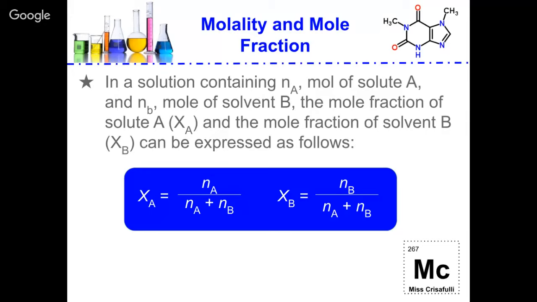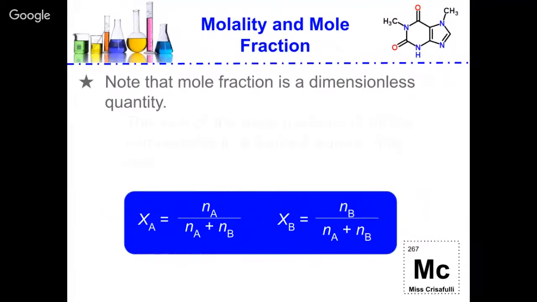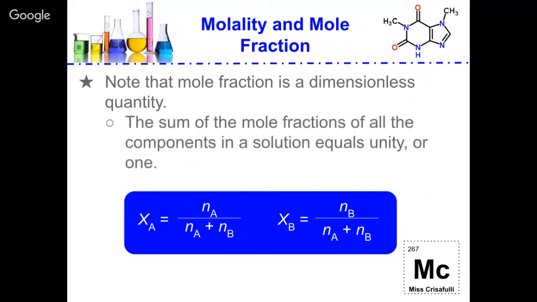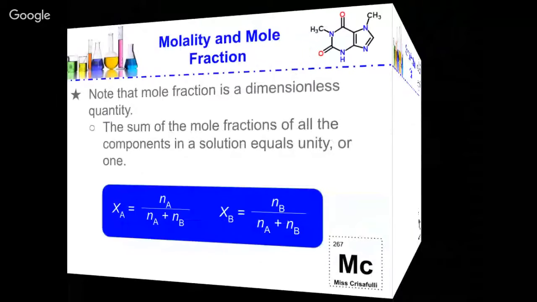If you are talking about your solute, that's going to be XA, you would take the moles of your solute over the total moles of your solute and solvent. And then if you're talking about the solvent, you would take the moles of the solvent over the total moles for the solution. Note that mole fraction is a dimensionless quantity. That means that our units are going to cancel.